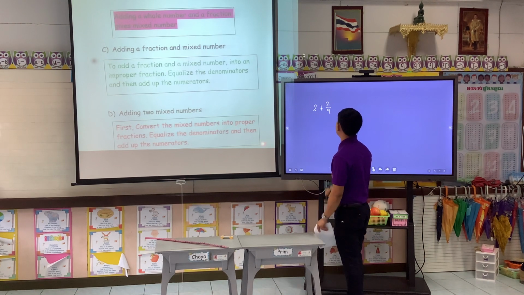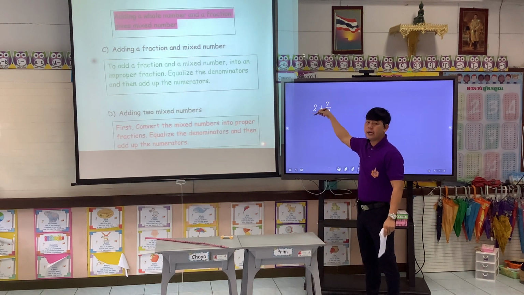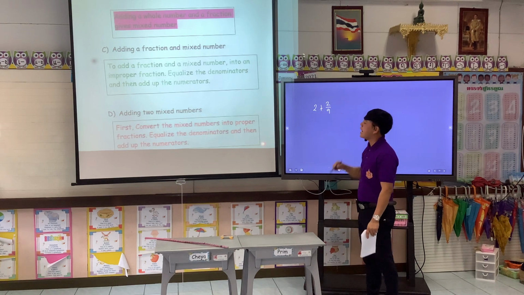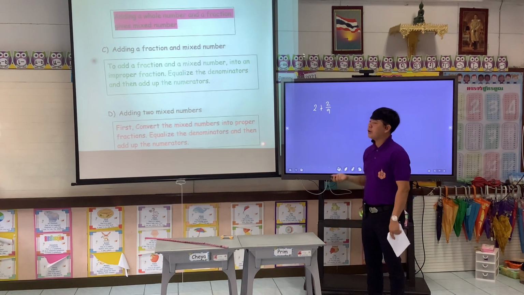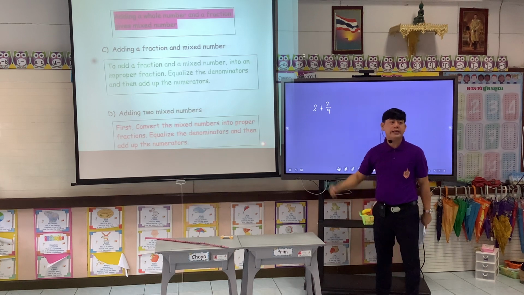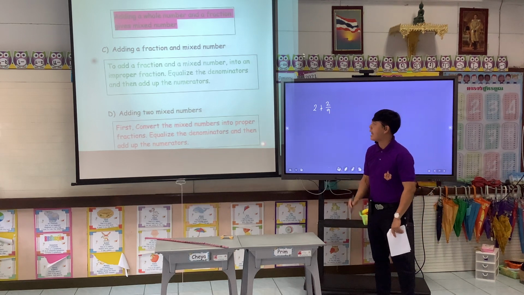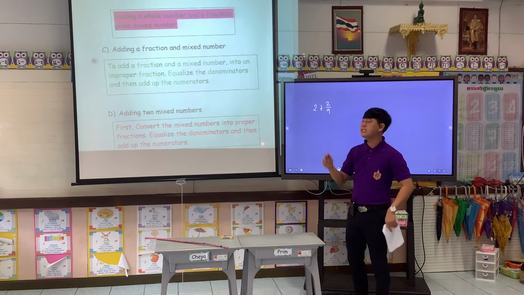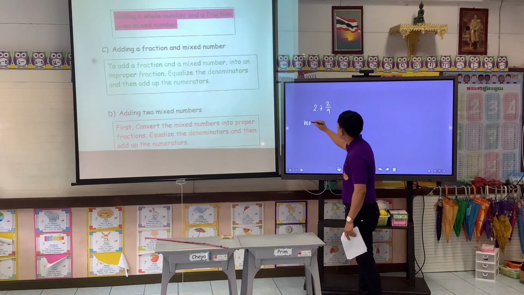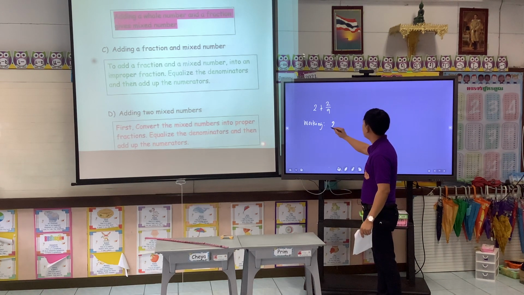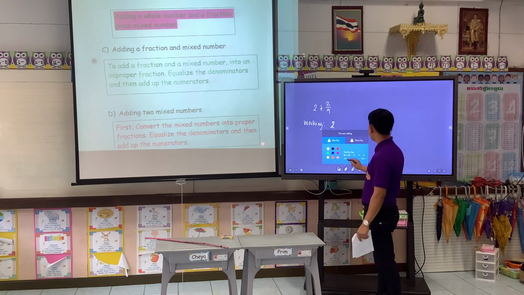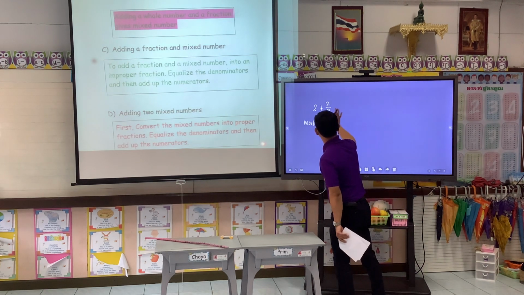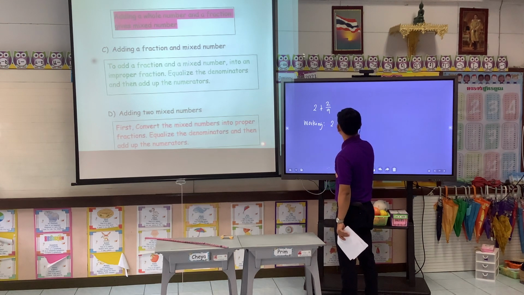Example, I have 2 plus 2/9. 2 is a whole number, right? 2 over 9 is a proper fraction because 2 is smaller than 9. Okay, do you understand? We can find out how we solve this. Working is 2 plus 2 over 9.